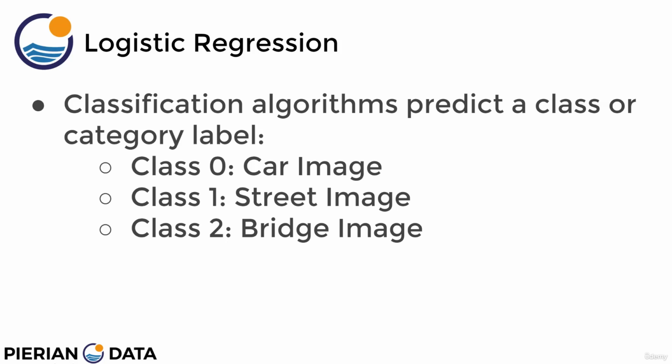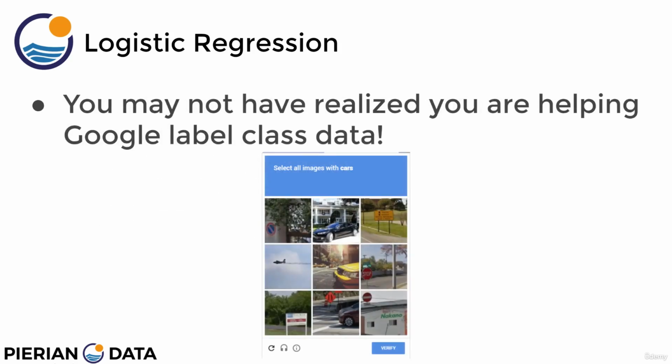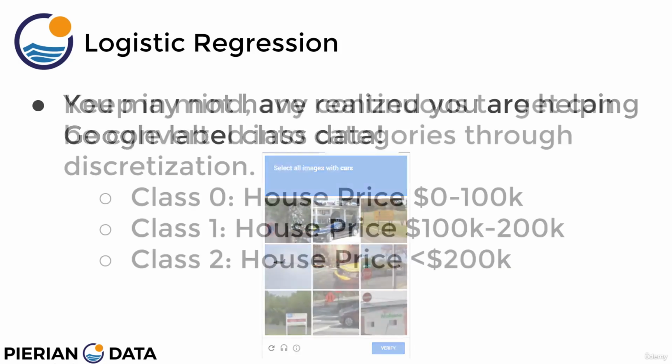And if this kind of problem sounds familiar to you, it's because you may not have realized that you're actually helping Google, with its self-driving car unit, Waymo, classify historical data. Because obviously, it's really important to have already classified historical data to train an upcoming model on new data. So when you're actually filling out these CAPTCHA calls and identifying images, you are yourself labeling data for Google. So you're selecting all the images with cars.